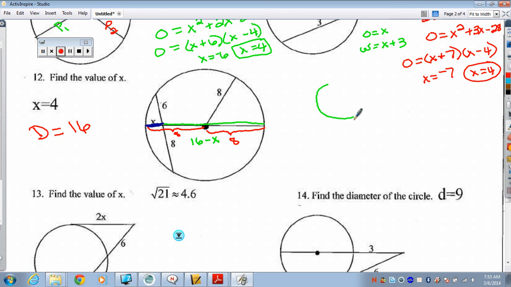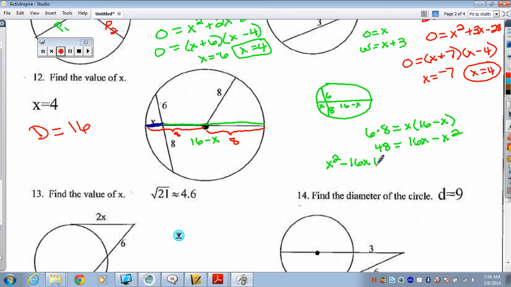So essentially, you have two chords like this. This is x, this is 16 minus x, this is 6, and this is 8. So now you have, again, just like number 10, 6 times 8 equals x times 16 minus x. That's going to be 16x minus x squared equals 48. I'm going to move everything to the left side. When I do that, my x squared becomes positive, my 16x becomes negative, plus 48 equals 0. I have to factor.